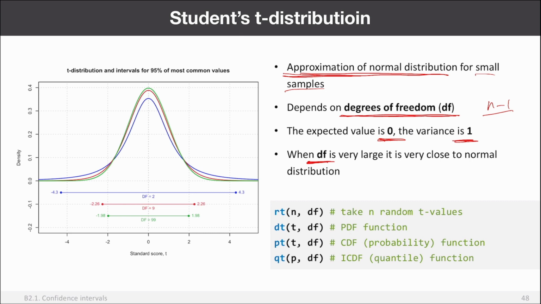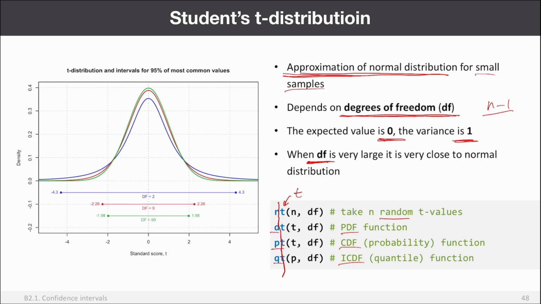As usual, R has all main functions for this distribution. You remember that the function starts with letters R, D, P, and Q. R for random values, D for density, P for probability, and Q for quantiles. And then you just add name of the distribution, which is in this case just t-distribution.